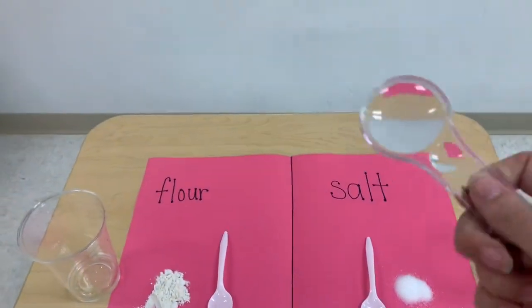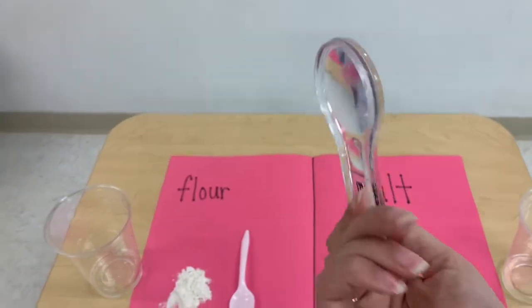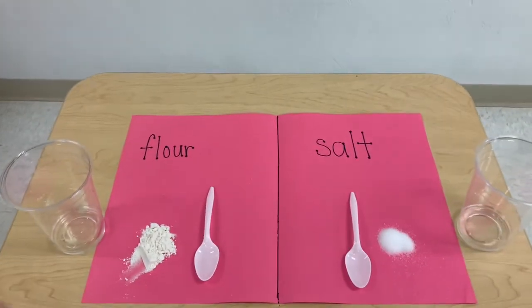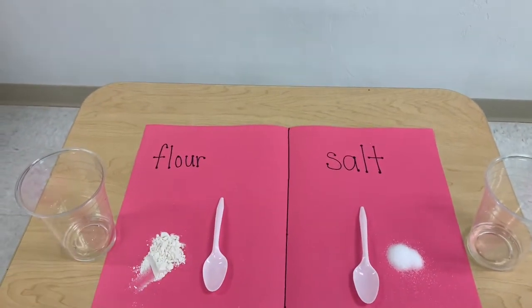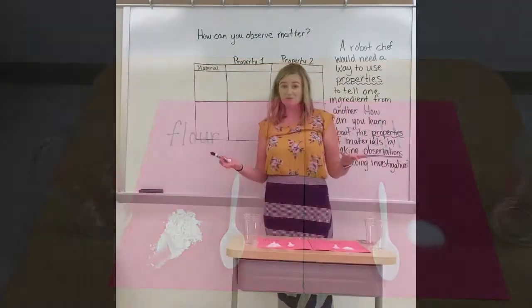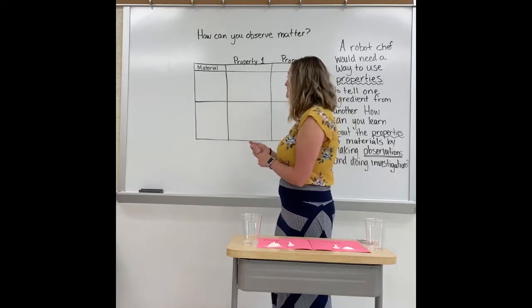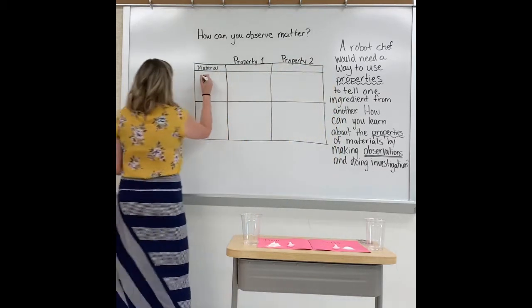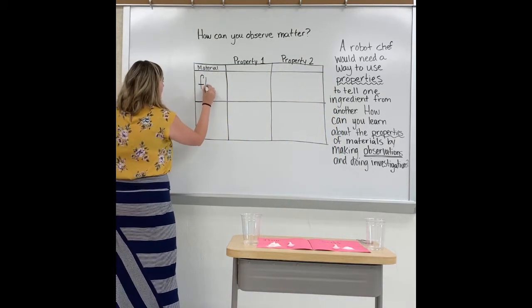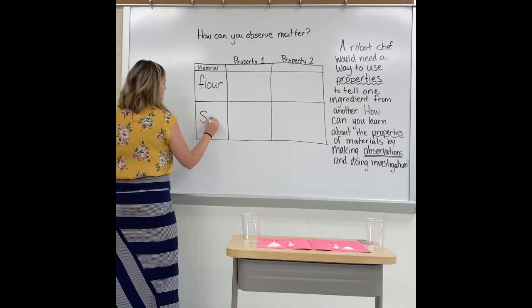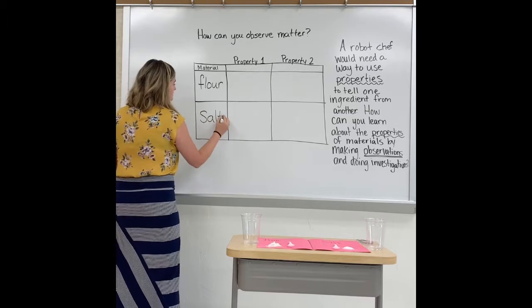So what do you think I'll be looking at with my hand lens? That's right, the texture of my material. So can you remember what my 2 materials are? One is flour, and the other is salt.